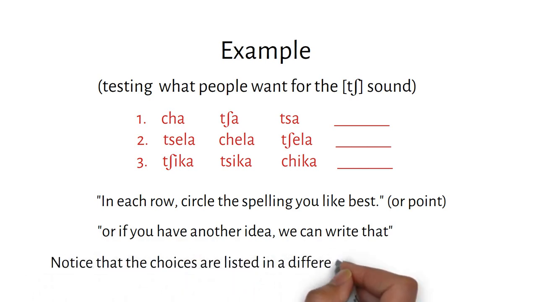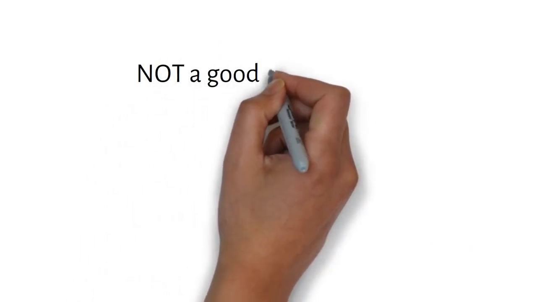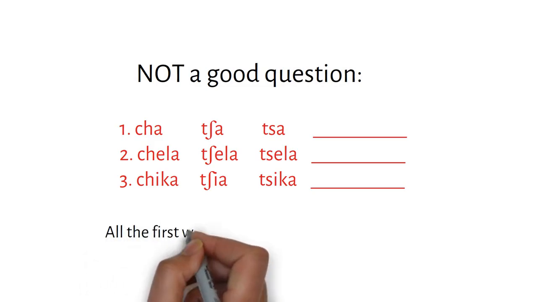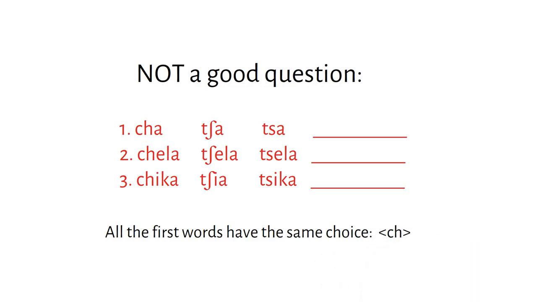Also, notice that the choices are listed in a different order in each row. If the person picks the first choice for every line, you know they are not really making a choice. The following is not a good question. Why? Because all the first words have the same choice, CH.